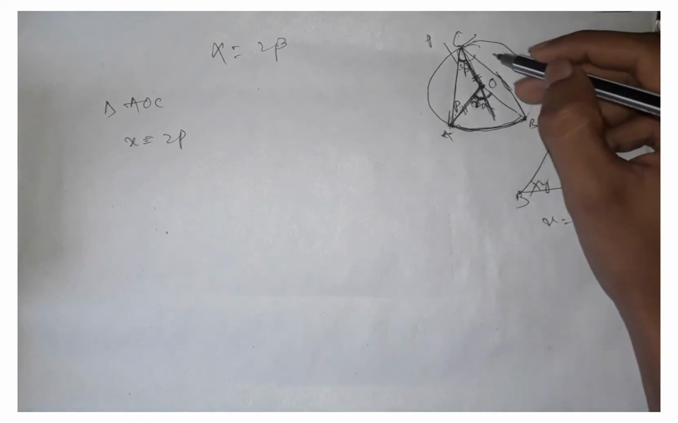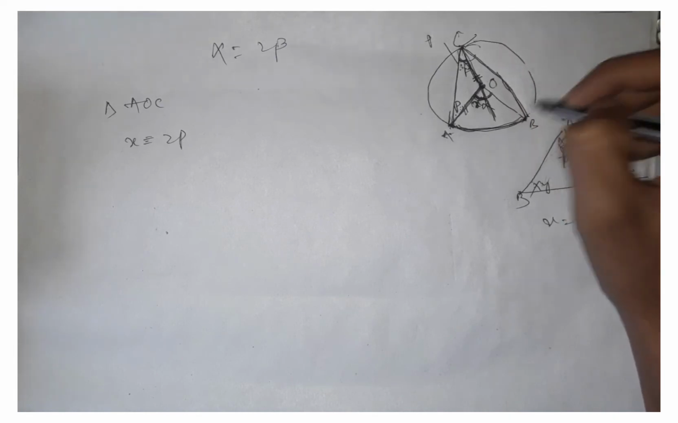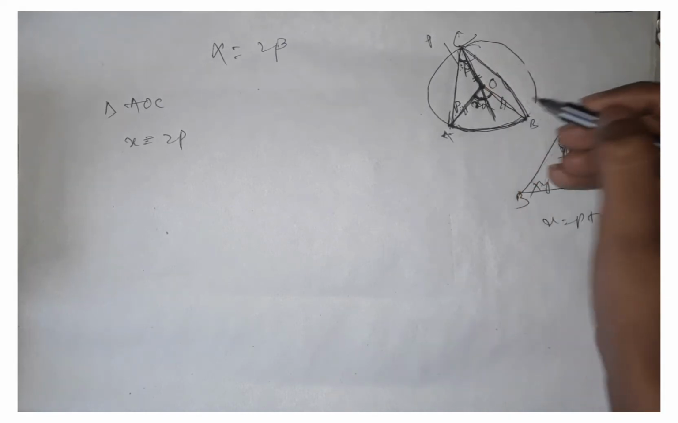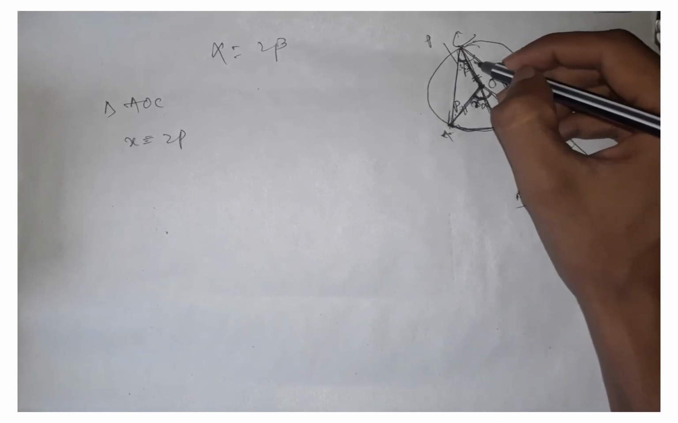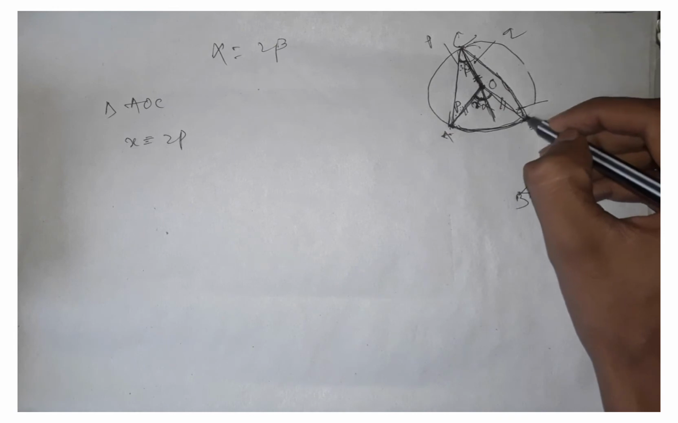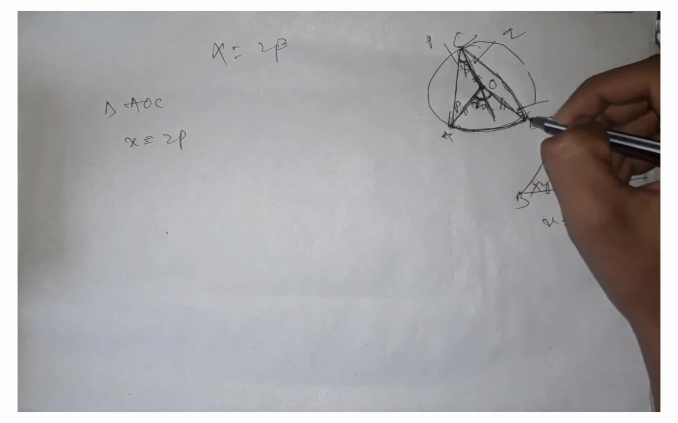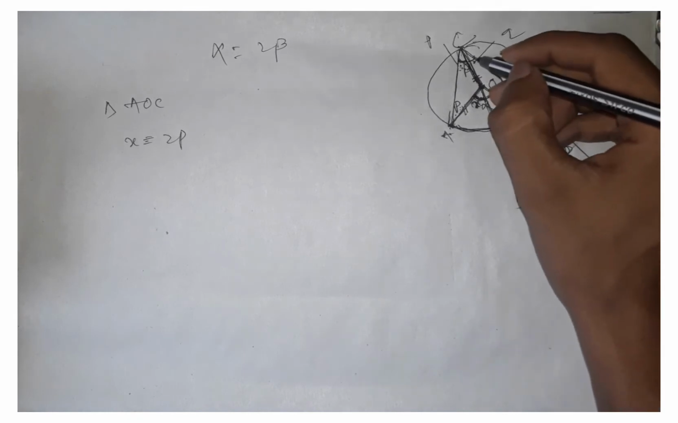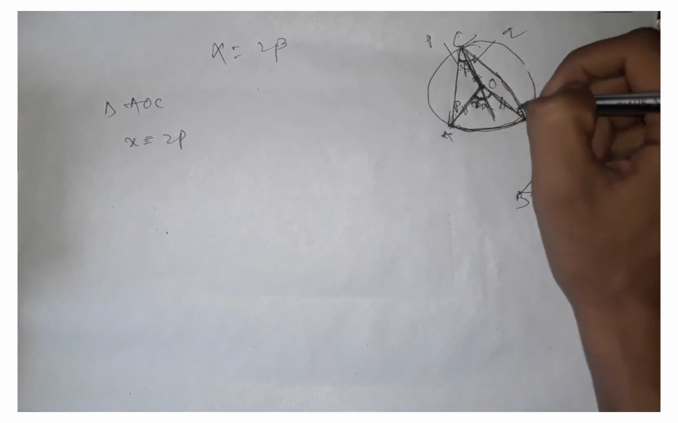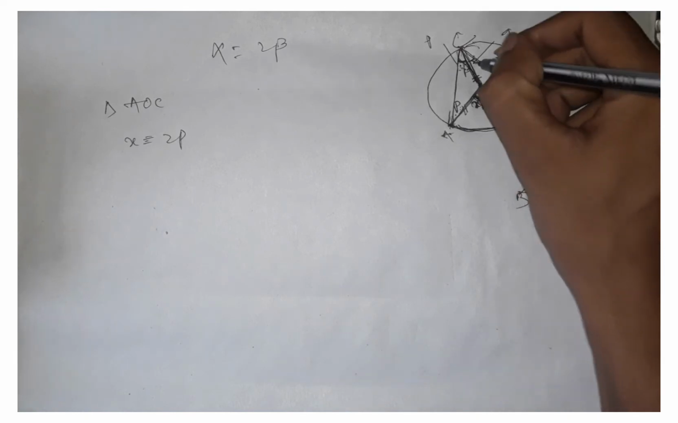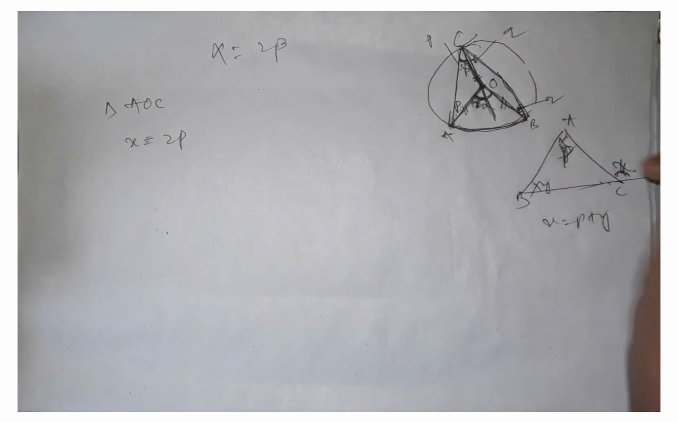Similarly, in this triangle, OB is equal to OC, because this is also a radius. So if this is Q, then this angle will also be Q, because if two sides are equal, then the angles opposite to these sides are also equal. So this angle is equal to this angle, this is Q, then this is Q.